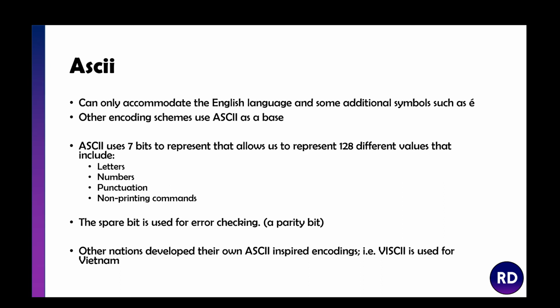So that's 128. Now the spare bit is used for error checking. That's a parity bit, which I will cover later in my videos. That spare bit is just to make sure things are working properly, to check that things are in the correct order. Other nations have their own ASCII-inspired encodings. For example, VISCII is used for Vietnam and all the different Vietnamese symbols.